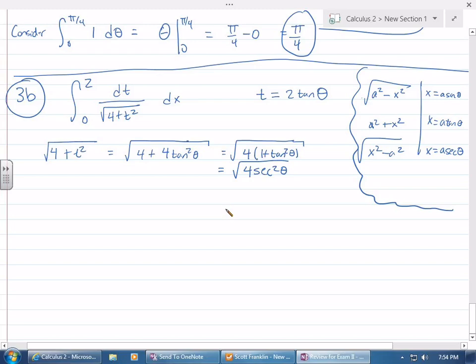This is crazy. Okay. I don't like where this is going. 2 secant theta. Agreed? I don't like my answer. All right, well, I'm going to keep going. I don't see any mistakes in what we've done so far. 4 plus 4 tangent squared is 4 times secant squared. Definitely 2 secant theta.